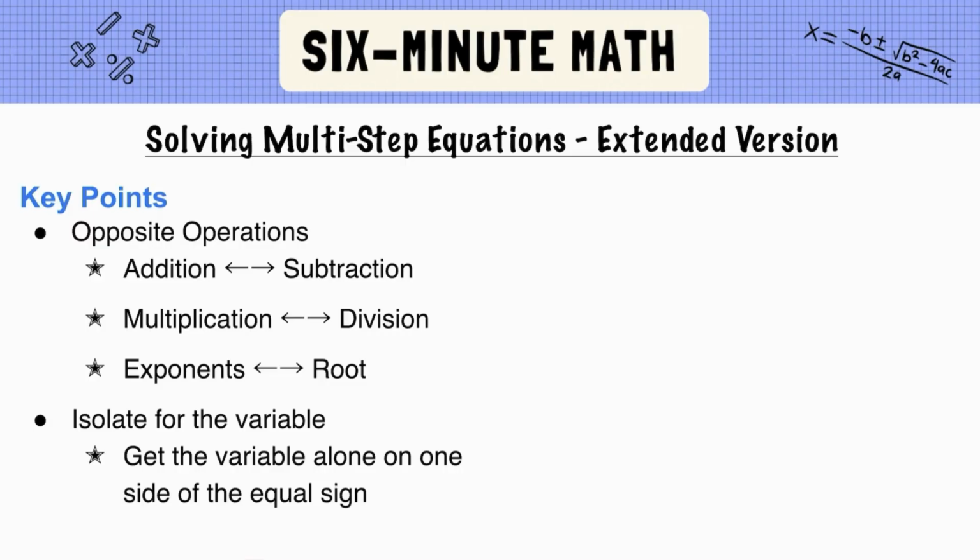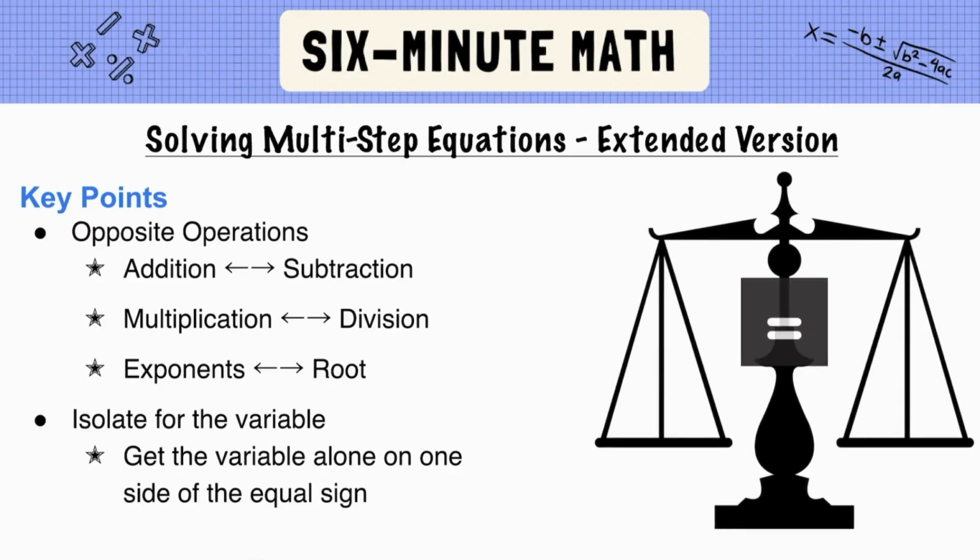We can think of any equation like a balance scale with the equal sign in the middle. To isolate for that variable, if we were to add on one side of the equal sign, we need to add on the other side to balance it out. If we were to multiply on one side of my equal sign to isolate, we still need to maintain equality by multiplying on the other side. So let's look at some examples.